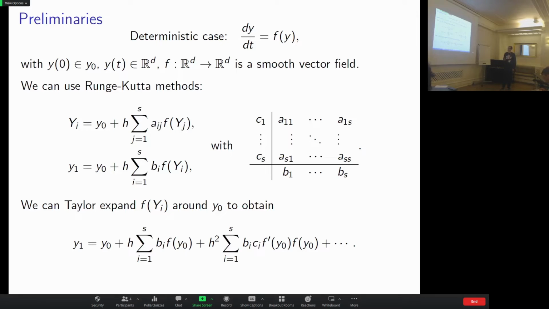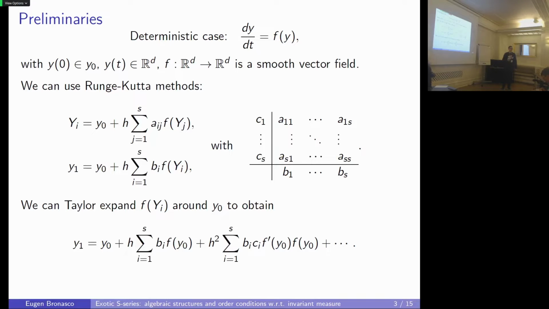The coefficients of the Runge-Kutta methods can be listed in a Butcher tableau here. Then we can take f of capital Y_i and Taylor expand it around y0. When we do that, we are able to write y1 as an infinite sum, where every term in the sum is a vector field applied to y0. Here we have the identity, here we have f'f, and so on. The coefficients of the terms are given by the Runge-Kutta coefficients.